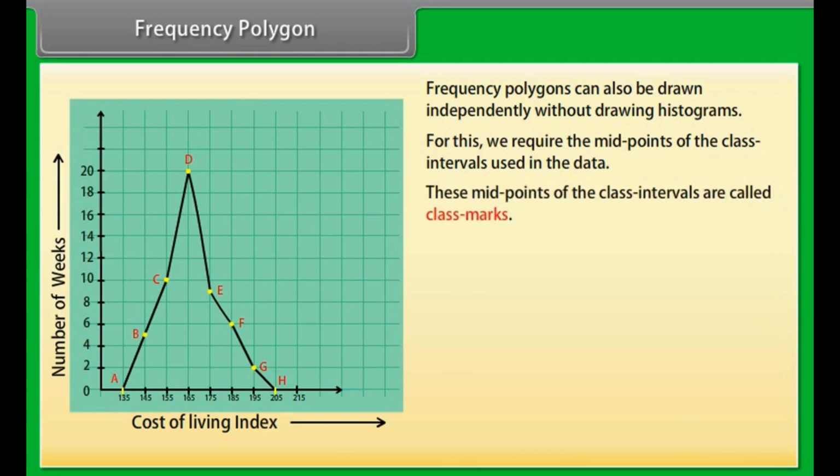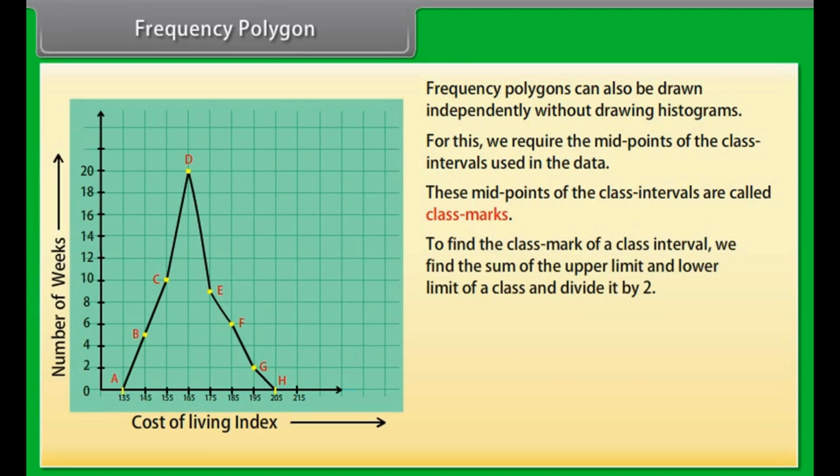These midpoints of the class intervals are called class marks. To find the class mark of a class interval, we find the sum of the upper limit and lower limit of a class and divide it by 2. Thus, class mark is equal to (upper limit + lower limit) / 2.